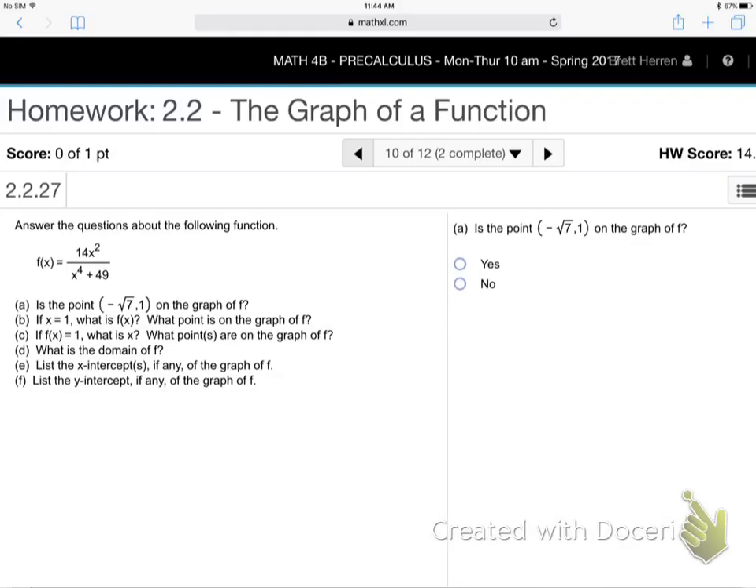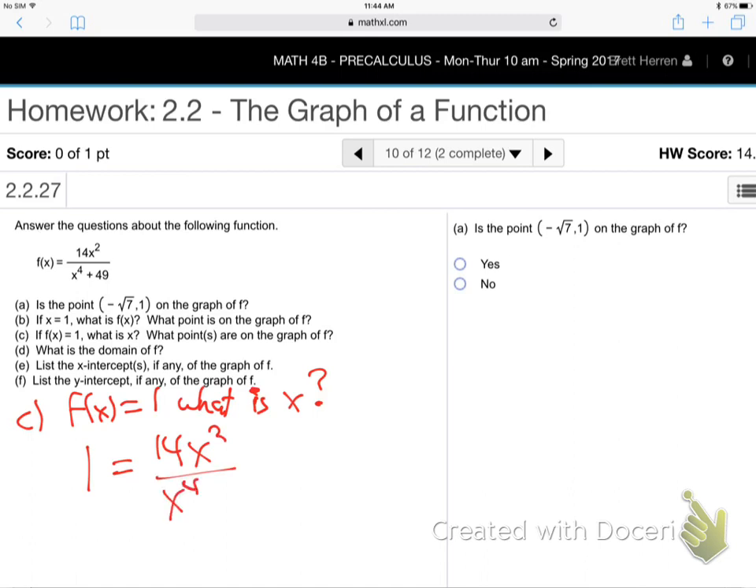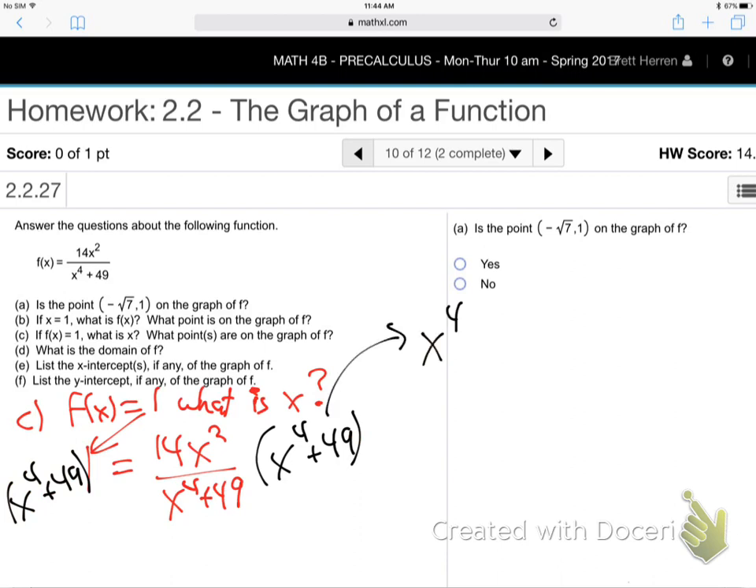All right, so on this one, I'm going to skip part A, part B, go down to part C again. F of x equals 1. What is x? So I take this function f of x, and I put in 1. We good to there? So I just plugged in 1 for f of x. Now, can you solve that? Let me give you a second. So go ahead and solve that equation for x. What's the first step? Multiply by the denominator, x to the 4th plus 49. Like that. Come over here. X to the 4th plus 49. These cancel. 14x squared, good to there.